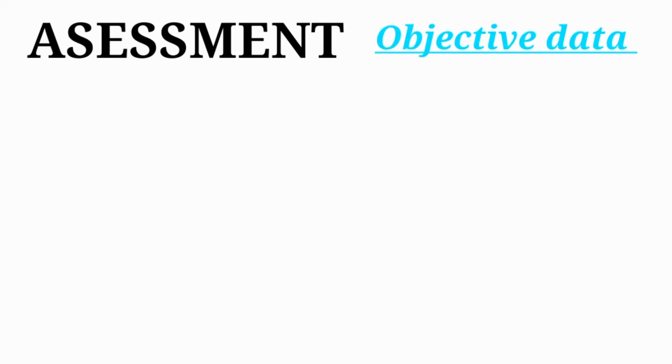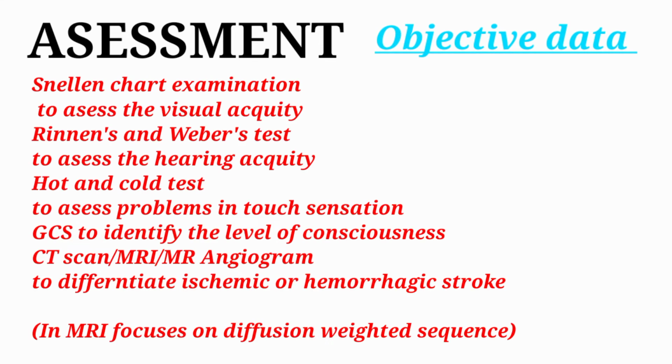Second, objective data, which includes Snellen chart examination for visual acuity, Rinne and Weber test to assess hearing acuity, GCS, the Glasgow Coma Scale, to identify the level of consciousness, CT scan, MRI, MR angiography to differentiate ischemic or hemorrhagic stroke. After observing this investigation in MRI, we specifically focus on the diffusion weighted sequence.